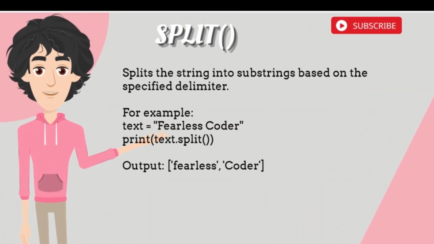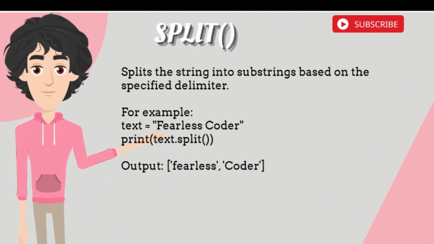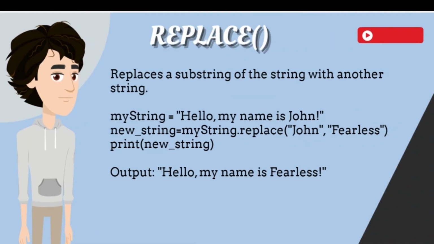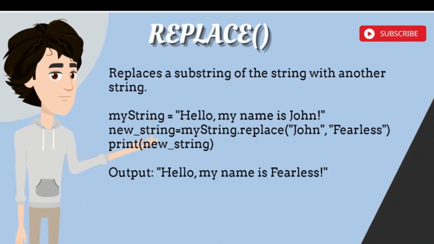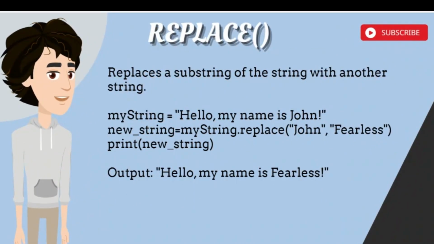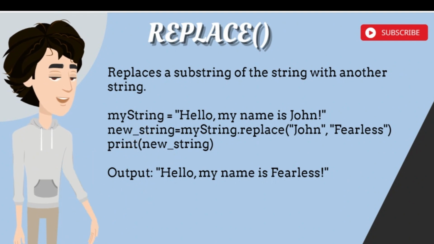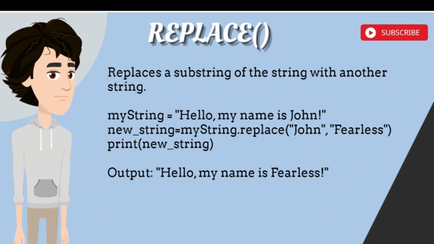Split. Splits the string into substrings based on the specified delimiter. For example, text equals fearless coder. Print text.split. Output, fearless, coder. Replace. Replaces a substring of the string with another string. my_string equals hello, my name is John. new_string equals my_string.replace John, fearless. Print new_string. Output, hello, my name is fearless.